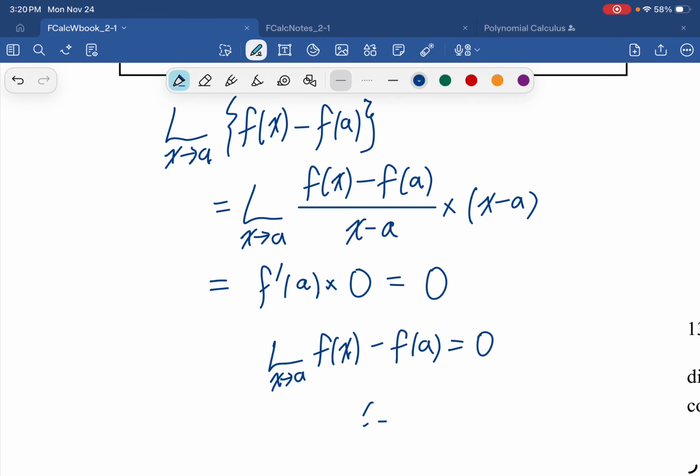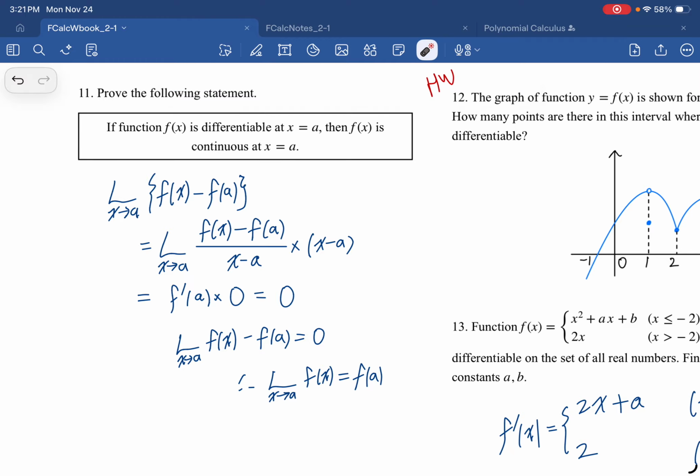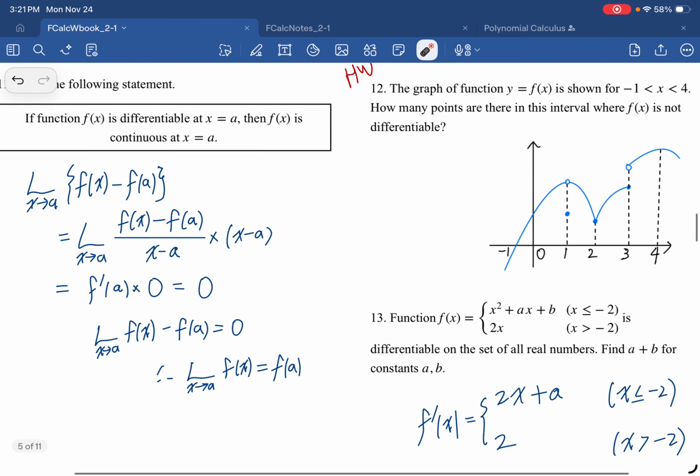So therefore, the limit as x goes to a of f of x equals f of a, and that is the very definition of continuity that we want. So that proves that if it's differentiable, then it's continuous. But remember, proofs only go one way, right? So if we proved this, it doesn't automatically imply that the opposite statement is true, as we've shown in the notes.